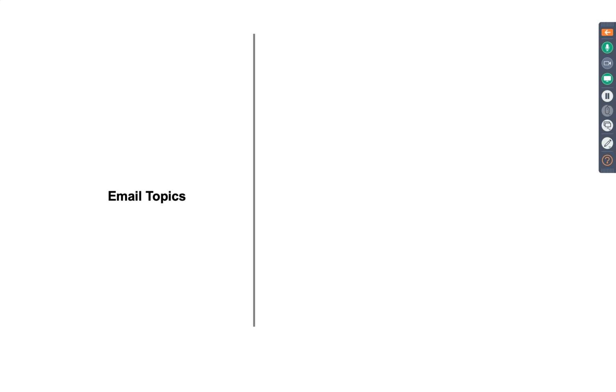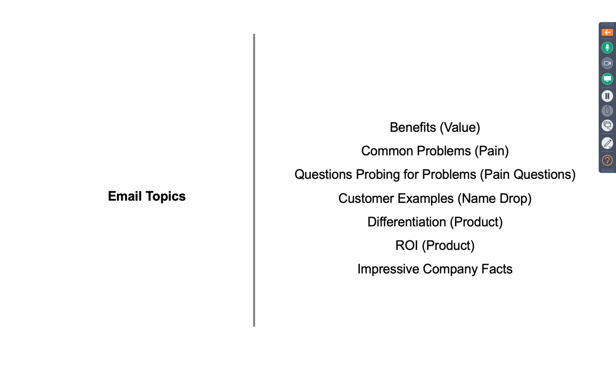Let's build some email messages. I'm going to show you some email message examples that you can use. First, we need some topics, or how to divide our consultative selling sales message across a series of emails. Well, guess what? We can use that exact same list and we could create an email for each item here. So we could create a benefits email, a pain points email, a name drop email, and whatnot.